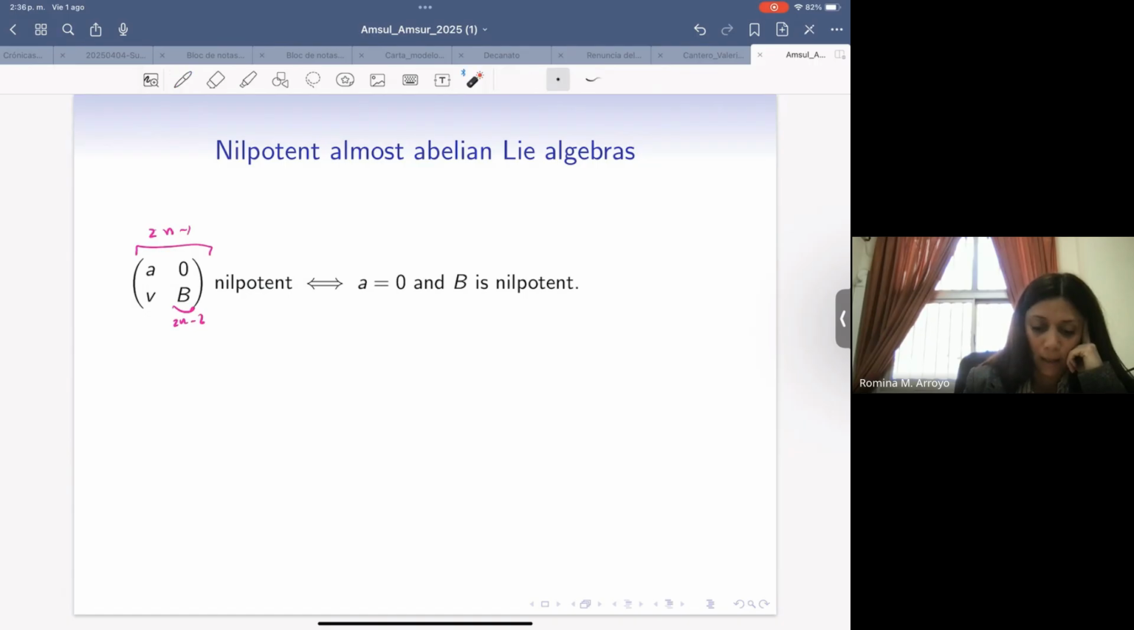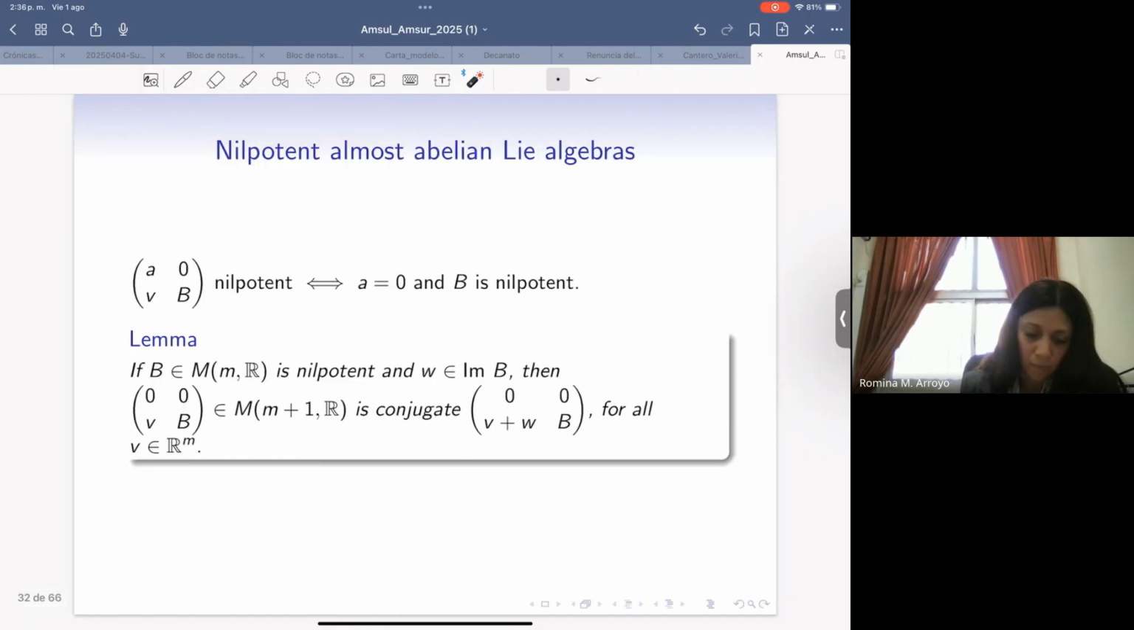And if you consider matrices like this, which are nilpotent, A is going to be an eigenvalue, so A has to be 0, and B has to be nilpotent. And this is if and only if. And the first result that I want to mention is this one.